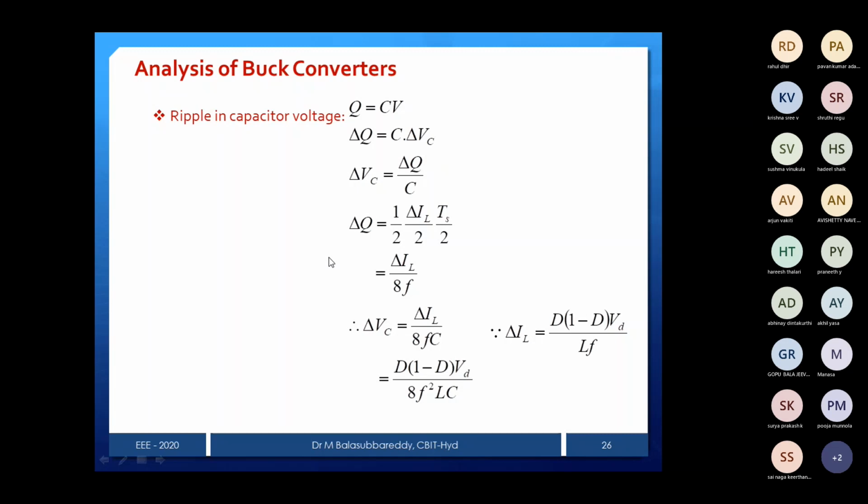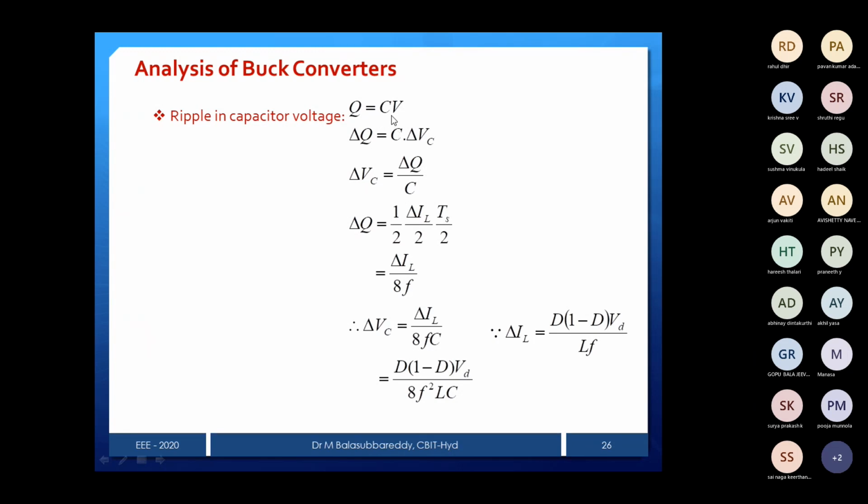And similarly, the capacitor voltage ripple also. Earlier we saw the current ripple. Now you can find the voltage ripple also. That is delta VC. Delta IL is already calculated. This is the current ripple, and this is the voltage ripple.